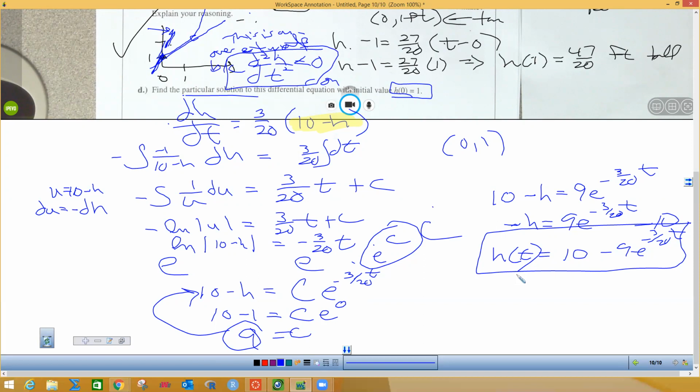Now, what does part E say to do? If a tree is harvested when its height is 8 feet, at what time will a blue spruce be ready to sell? So basically, when h is 8, what's t?